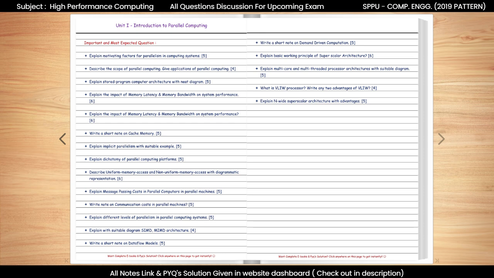Now, let us move on to our next important topic, stored program computer architecture. From this topic, we can expect questions such as, explain stored program computer architecture with neat diagram. Stored program computer architecture is the foundation of modern computers. In this architecture, both data and instructions are stored in the same memory. The central processing unit fetches an instruction from memory, decodes it, and then executes it.